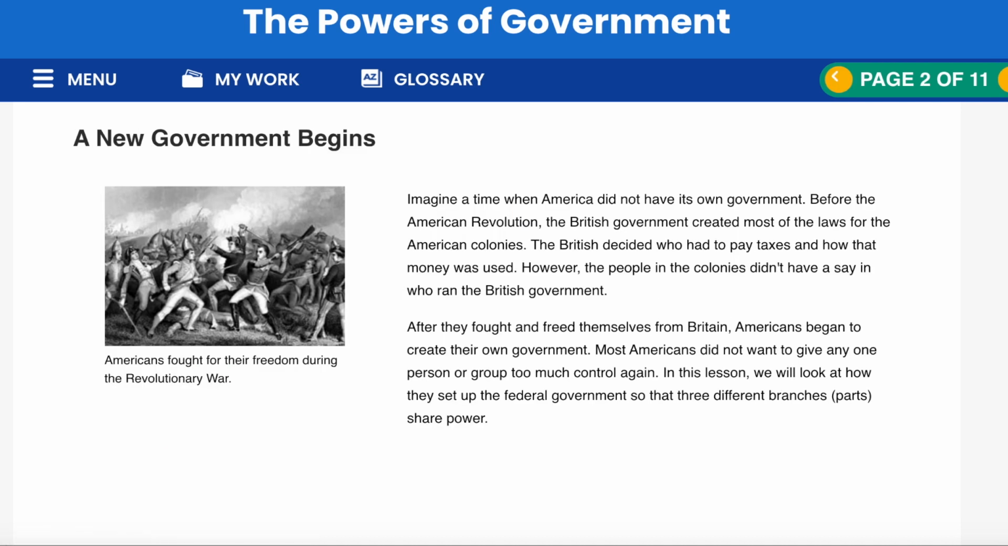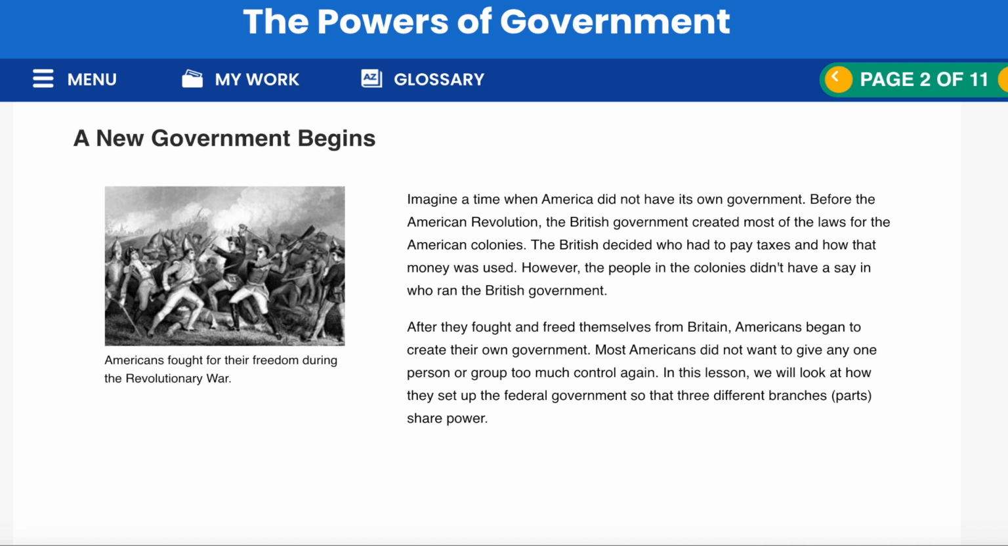The new government begins. Imagine a time when America did not have its own government. Before the American Revolution, the British government created most of the laws for the American colonies. The British decided who had to pay taxes and how that money could be used. However, the people in the colonies didn't have a say in who ran the British government.